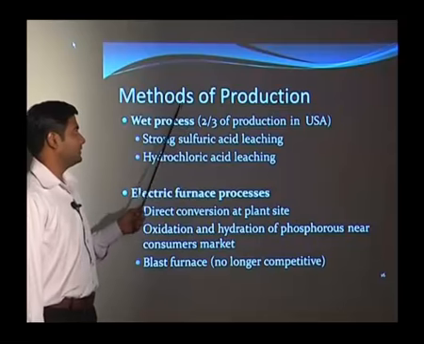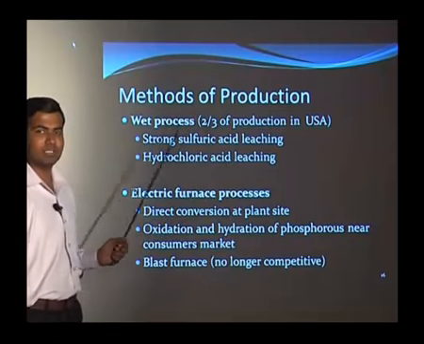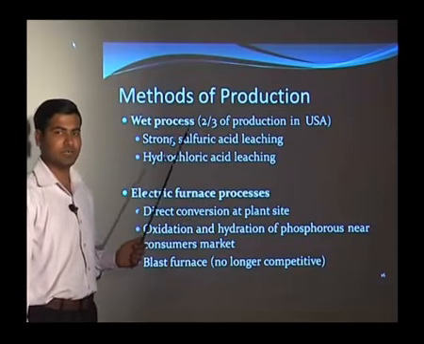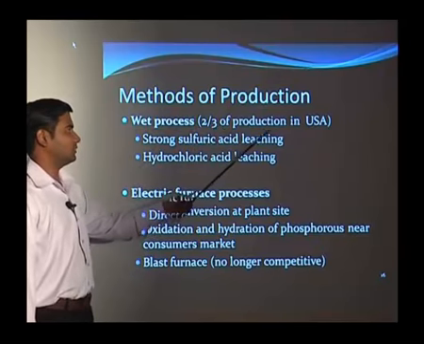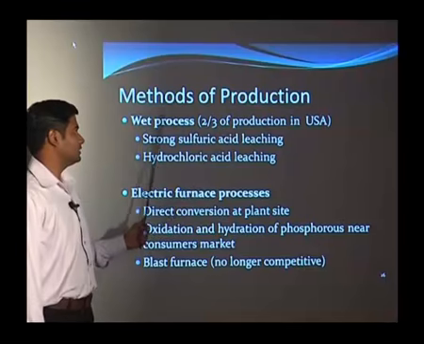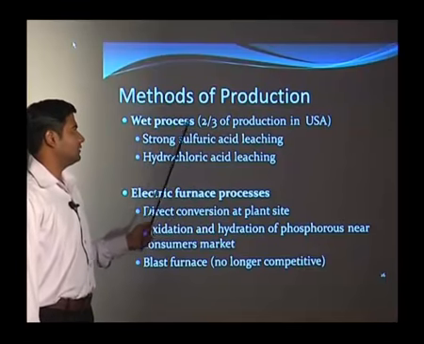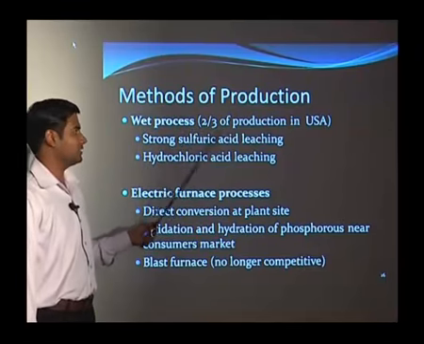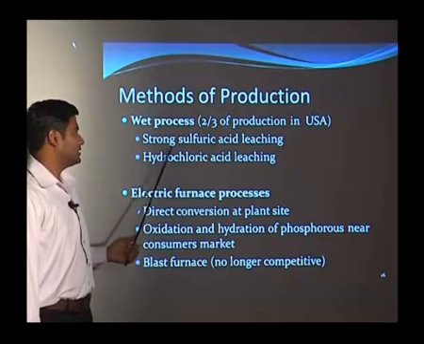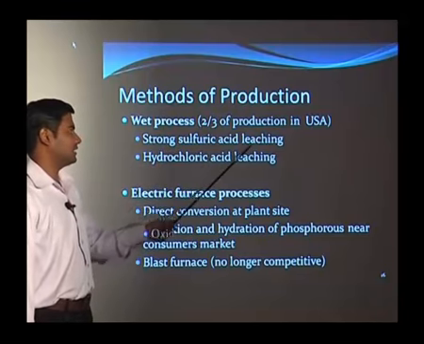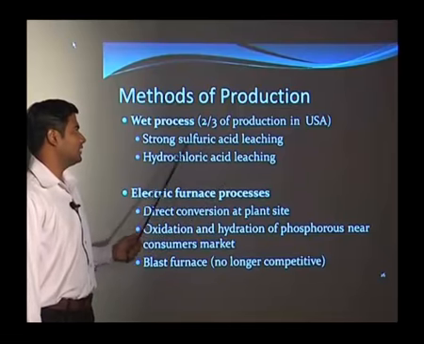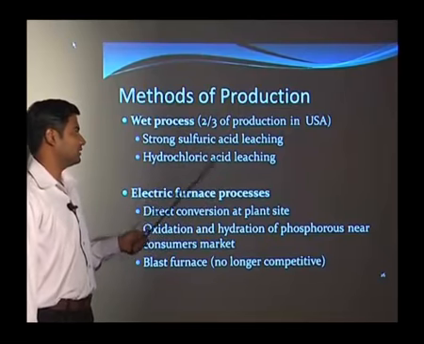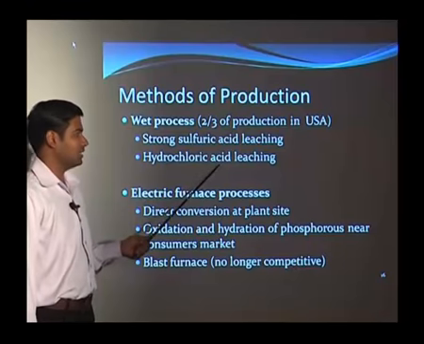If you see the method of production, there are various methods of production of phosphoric acid. We have the wet process, where two-thirds of production takes place. So this is the major process of manufacturing phosphoric acid. The wet process is generally by strong sulfuric acid leaching or by hydrochloric acid leaching. So we can have production by sulfuric acid or by hydrochloric acid.